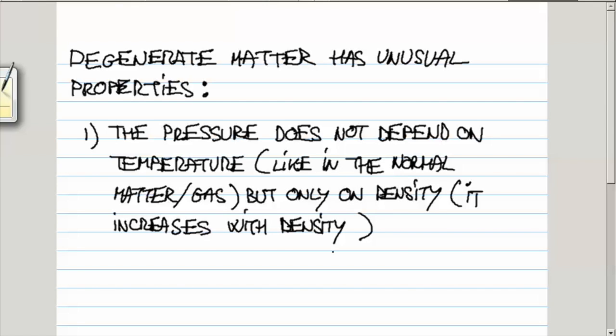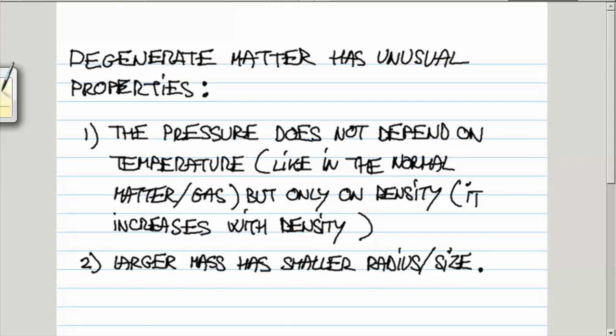And the second feature is that the larger mass has smaller size, smaller radius. And in fact, this property is related to the fact that the pressure increases with density, because if I have more mass, I need higher pressure to support the object, right? But I can get that higher pressure only if I increase the density, which means that given mass has to be packed in a smaller volume for the density to go up. So as I keep on adding mass to the degenerate object, it actually shrinks in size.